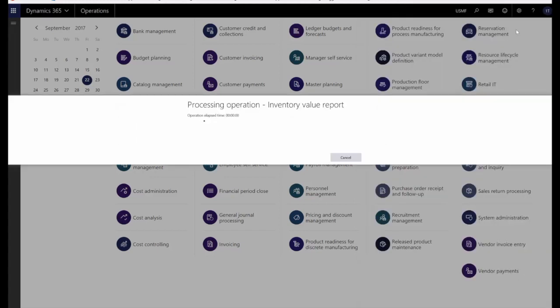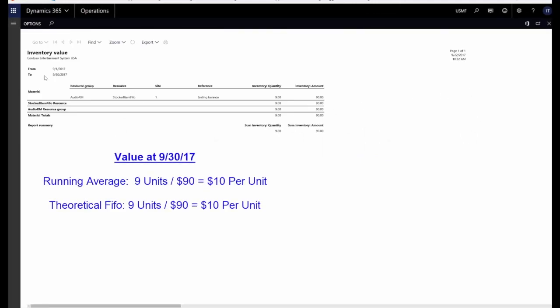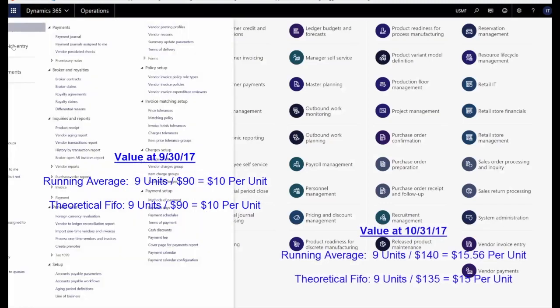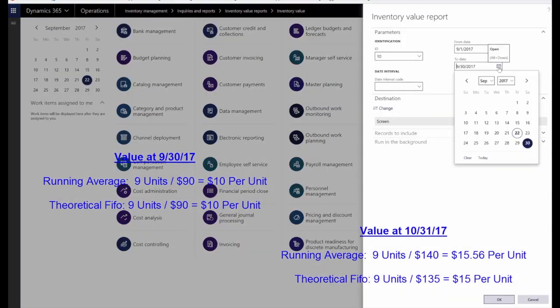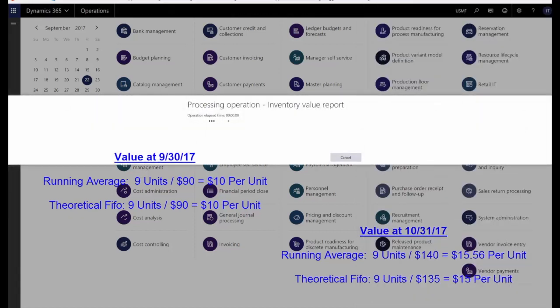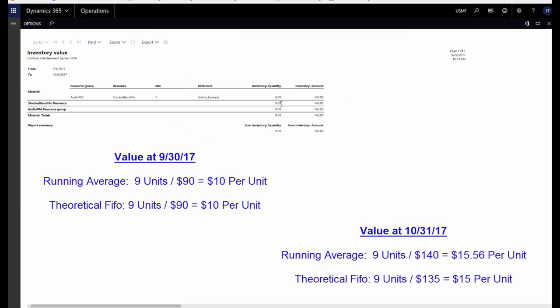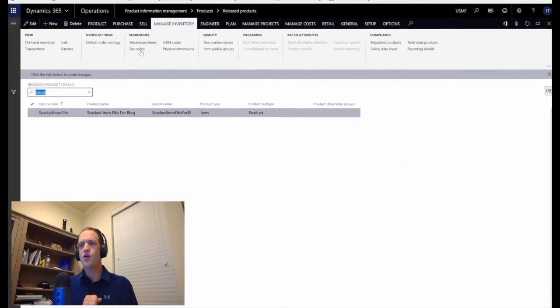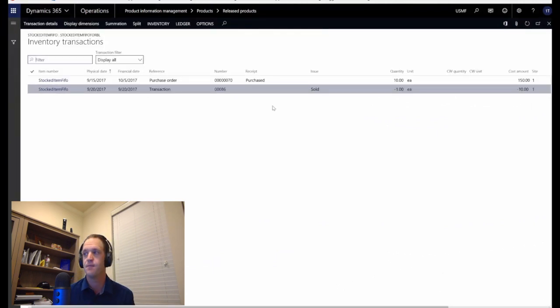So you can see here at 9:30, I've got $10 per unit, okay? But at 10:31, I actually have $15.56 per unit in my running average, okay? But we really want our theoretical FIFO to be 15, okay? So do you see that slight difference? There's going to be a difference there. So now if we go back, I'm going to do another movement journal and we're going to pull some more out. We're going to pull 4 more units out.